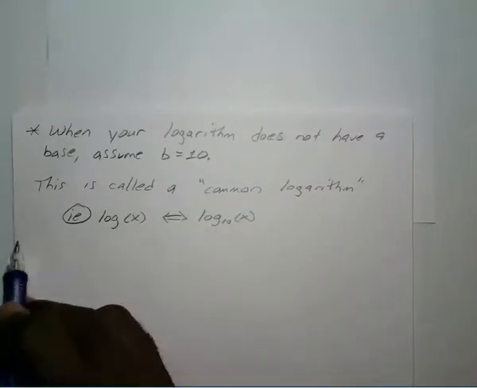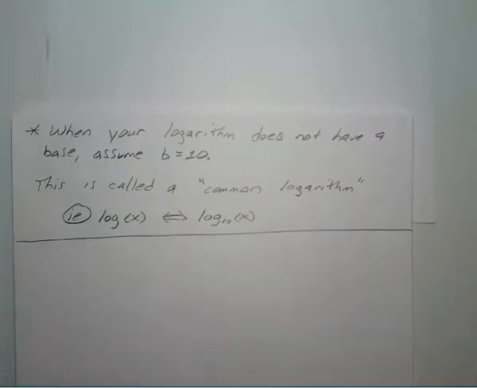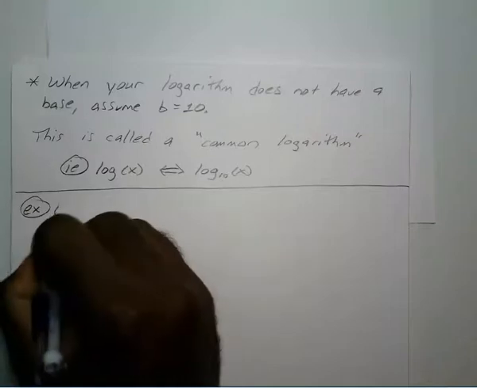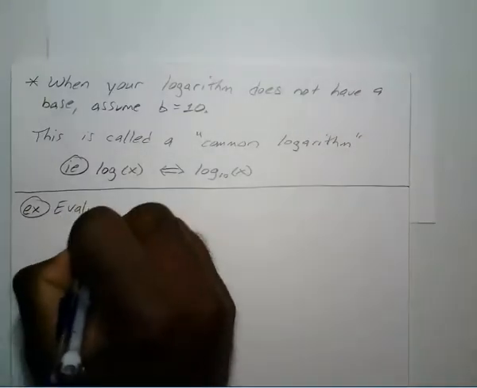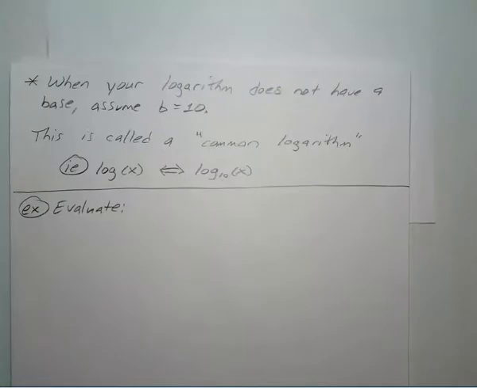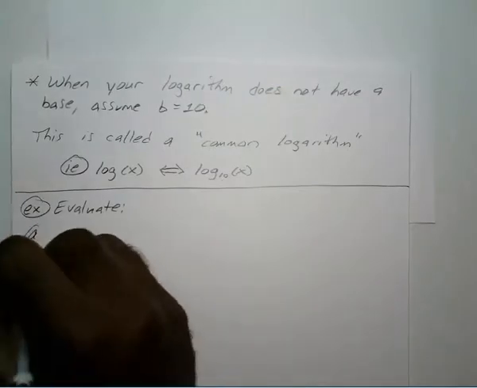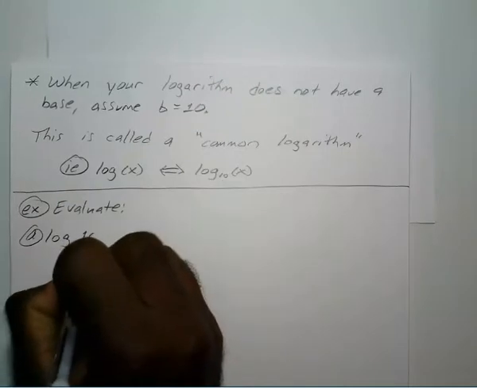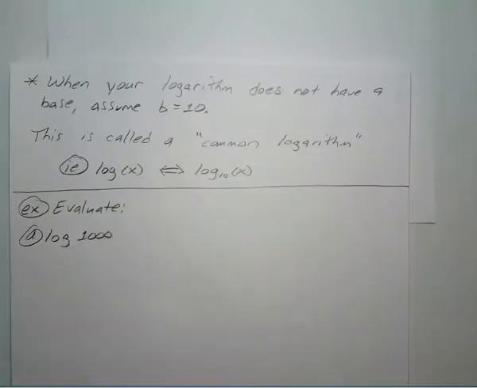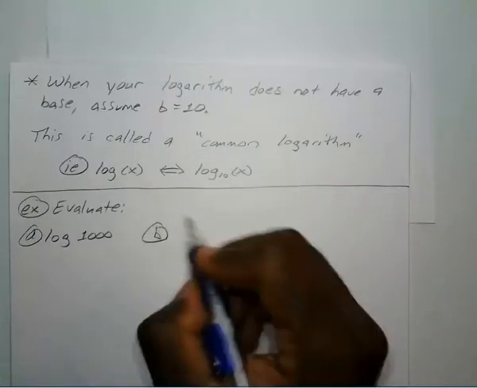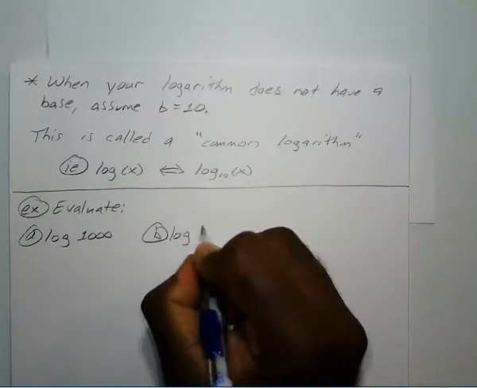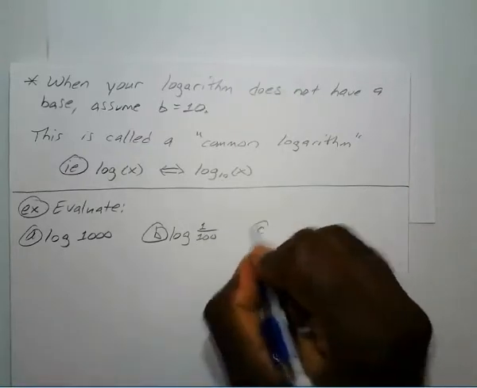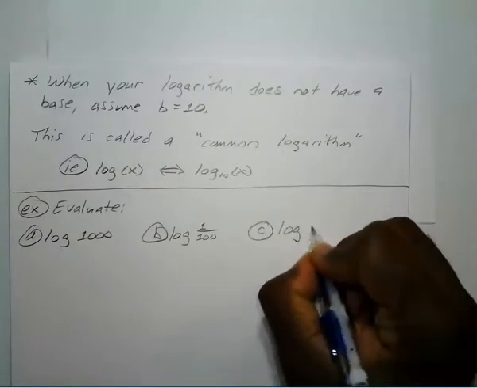All right, so let's say, for example, we want to evaluate for problem A, log of 1000. Say for problem B, log of 1 over 100. And let's say for problem C you have log of 10.